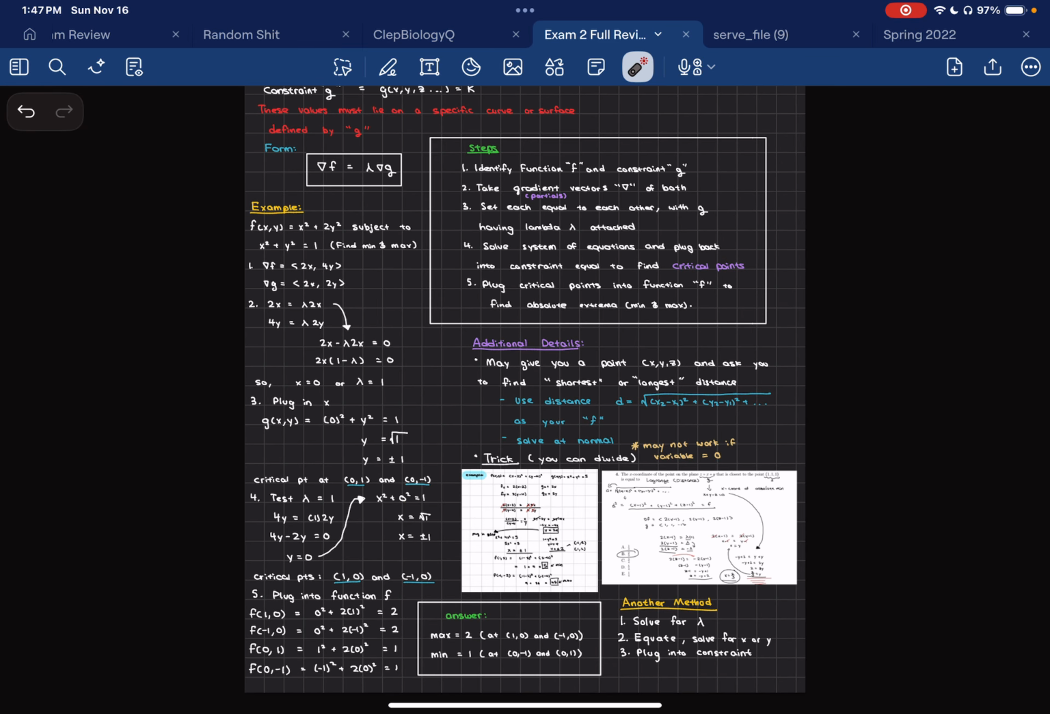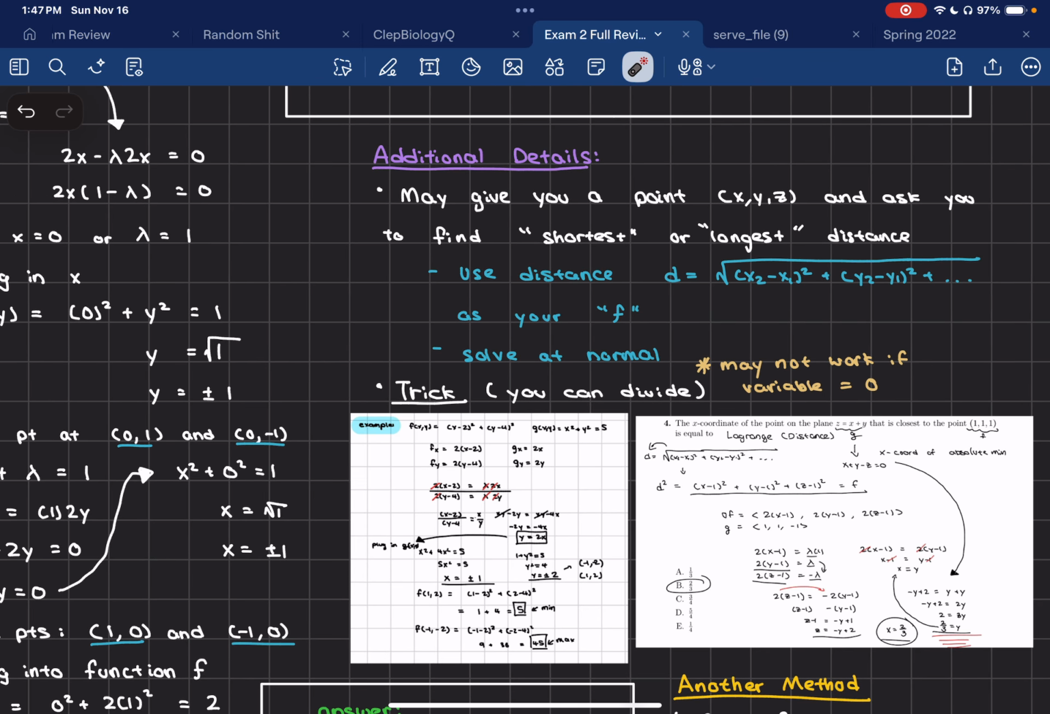Now, here's some additional details. It may give you a point (x, y, z) and ask you to find the shortest or the longest distance. The shortest is your min, and the longest is your max. Now, if you want to do that, you're going to have to use the distance formula. This is the distance formula right here. It'll be the second x value minus the first x value squared, plus etc. And that will be equal to your f function. Then you solve it like normal.